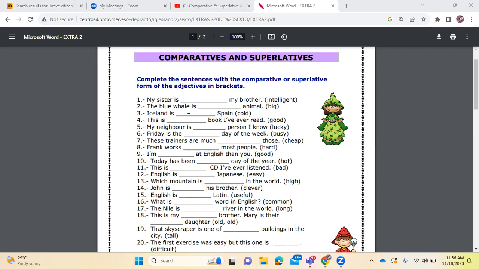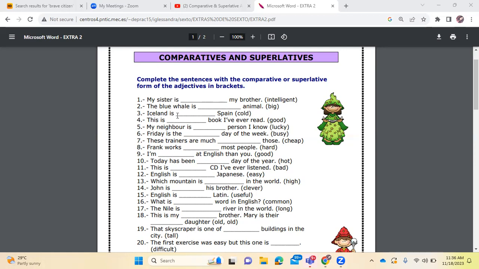The blue whale is blank animal. Here we are talking about one. There are no two. So it's superlative, not a comparison. There are no two, so therefore we don't have to compare. The blue whale is the biggest animal.